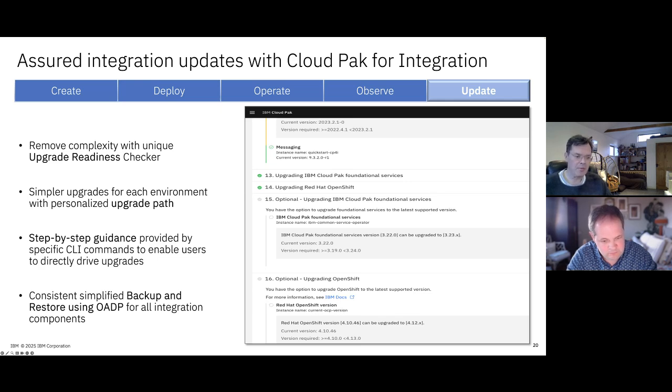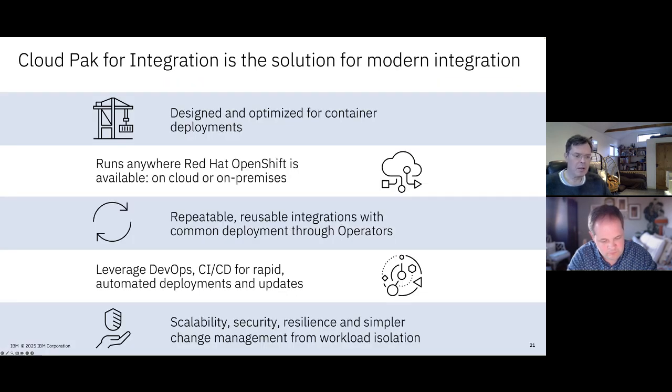So finally, for me, next chart, we are the solution, the software integration solution for modernized integration, fully containerized, fully optimized for Red Hat OpenShift on cloud or on premise. Everything's operator deployed, taking advantage of DevOps and CI/CD pipelines, giving you that workload isolation, along with this innovation that you're about to see Andy walk you through. And so I'll hand over to Andy now.